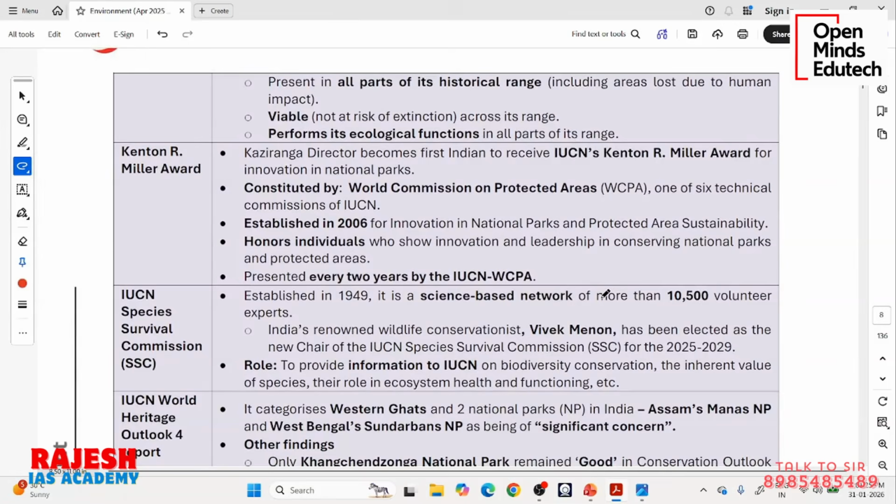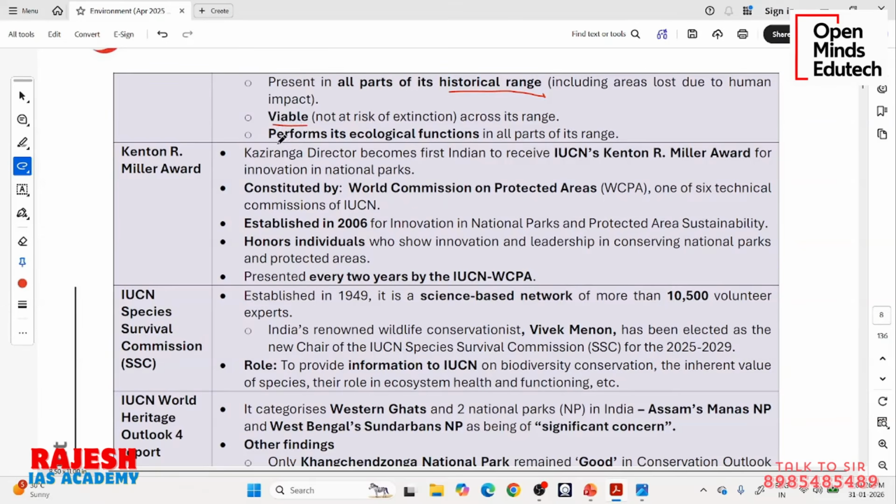So we will verify whether it is present in all of its historical range or not. Like I told you, the lion previously used to be throughout central India. Now it is limited to only some parts of Gujarat. So we will compare how much it has recovered throughout its historical range. Range means the total area it has lived in. And whether it is viable or not. Now the numbers have increased. Is it viable, or within a few years might they fall again?